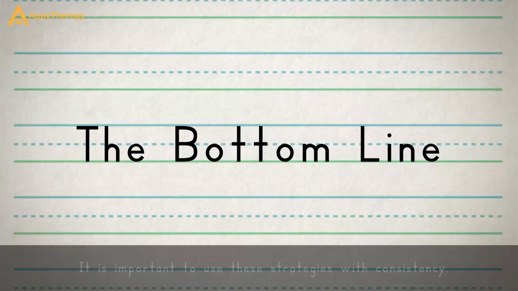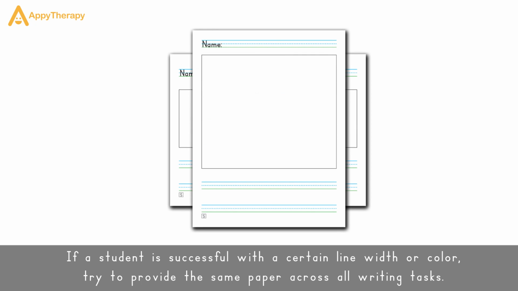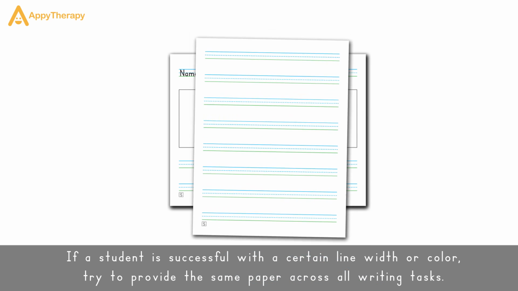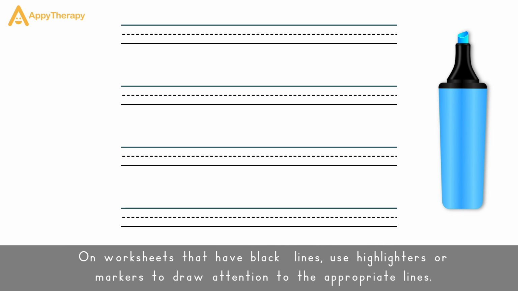It is important to use these strategies with consistency. If a student is successful with a certain line width or color, try to provide the same paper across all writing tasks. On worksheets that have black lines, use highlighters or markers to draw attention to the appropriate lines.